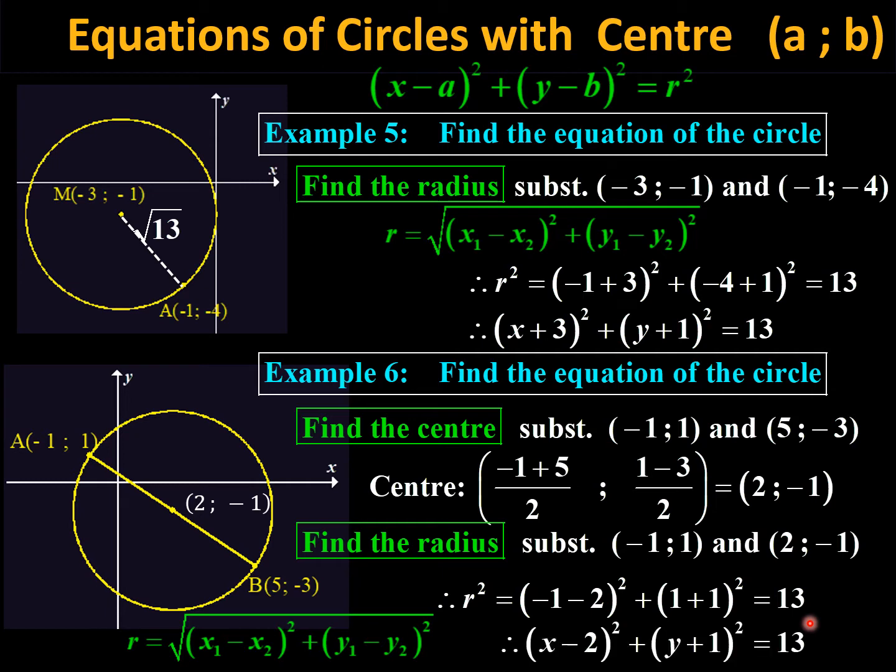So I can then substitute: 2 becomes negative 2, negative 1 becomes positive 1, and r squared is 13. So there we've got the equation. Now just look at these two examples again. Here we had to work out the radius, because you cannot find the equation without knowing the length of the radius. Here we also don't have the radius, but we also don't have the center.